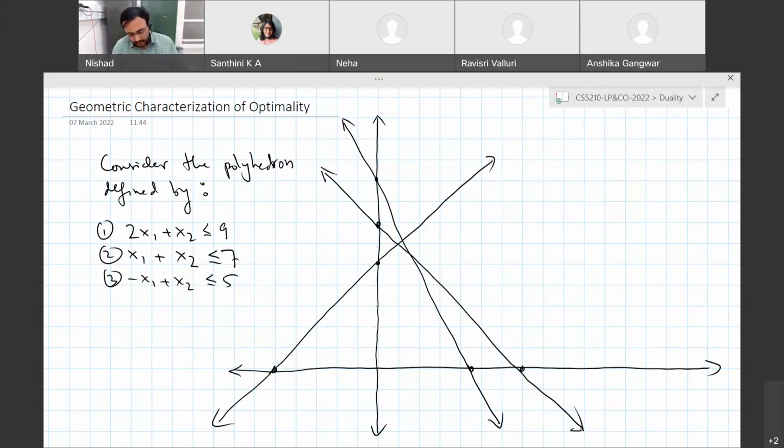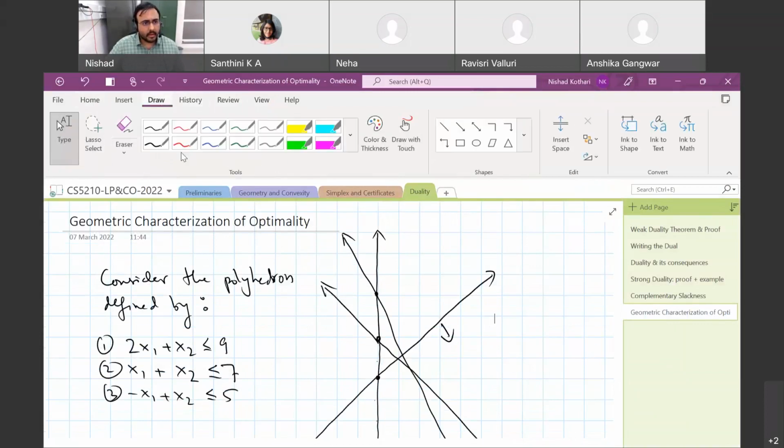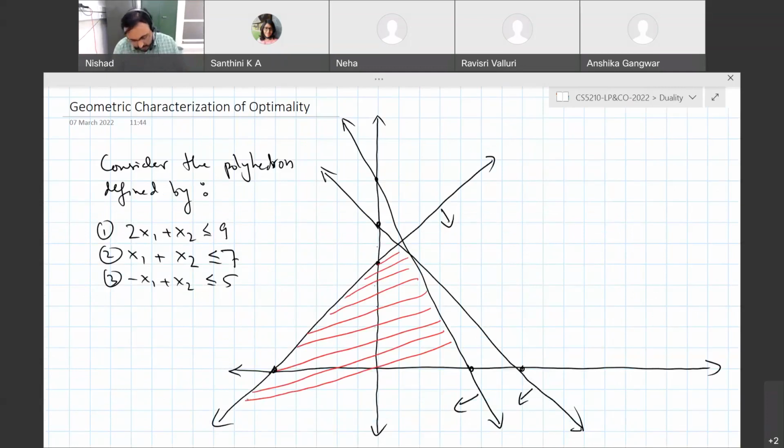All right. So our half spaces are this one, and this one. And so the feasible region is going to be, let me just put a new color, and let me shade it in red. It's going to be a polyhedron and not a polytope because it's unbounded on one side. Okay, so this is our polyhedron defined by these three constraints.